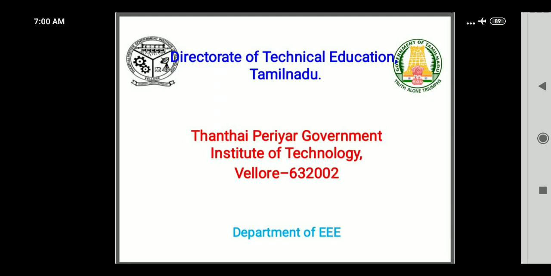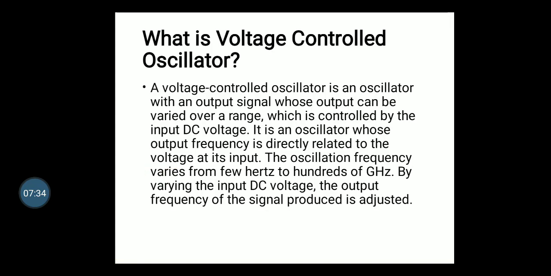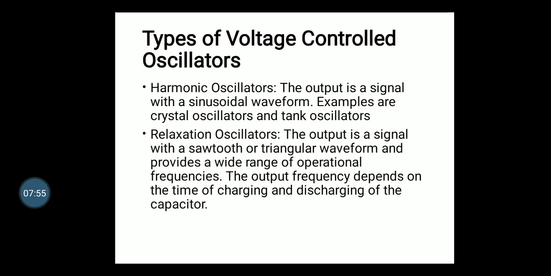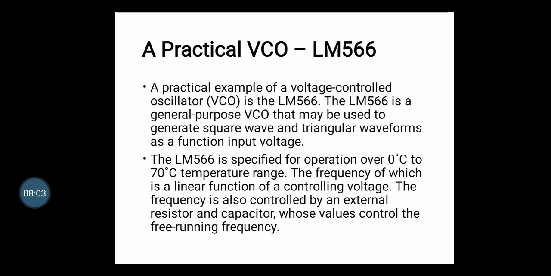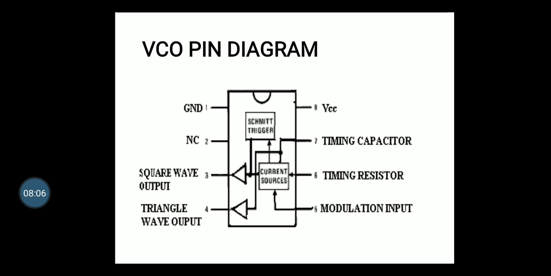Now let us look into what a VCO is generally, and a recap. A VCO is an oscillator with an output signal whose frequency can be varied over a range which is controlled by the input DC voltage. It is an oscillator whose output frequency is directly related to the voltage at its input. It has two types: one is the harmonic oscillator and the other one is the relaxation oscillator. So once again we may see what its operation is and what it actually performs.